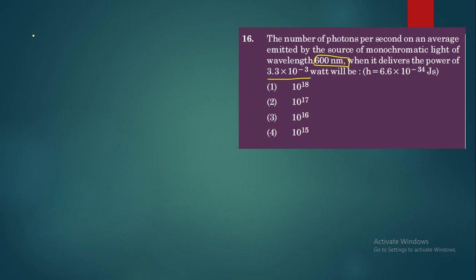So here in this question, let me write down the data. The amount of power that the photons will carry is equal to 3.3 into 10 power minus 3 watt, and the wavelength of the corresponding photon is 600 nanometer. And we are supposed to calculate the number of photons per unit time.